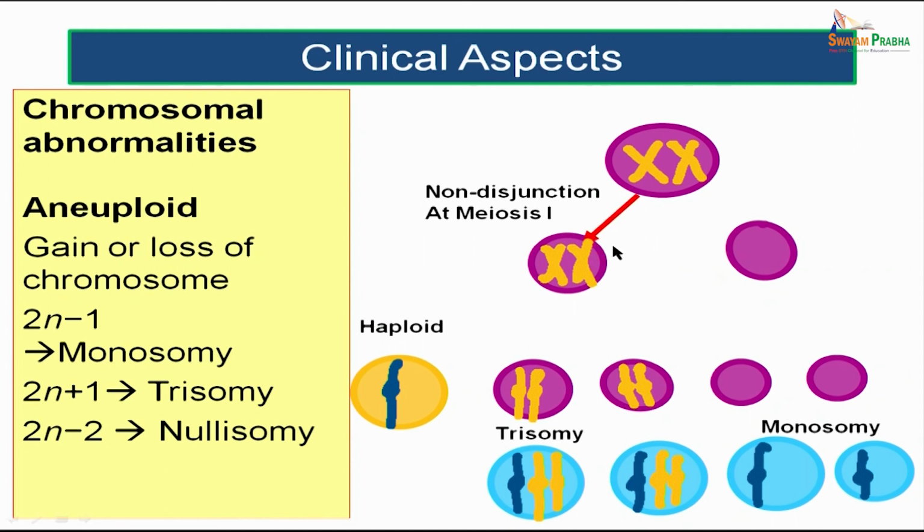What will happen if there is non-disjunction at this stage? So, this will be seen as single chromatids. If there is non-disjunction at the first meiotic division, one cell will be empty and one cell will have the entire set of chromosomes. If you consider this as a single homologous pair of chromosomes, that pair will be maintained throughout, but the other cell won't have any chromosome in it.